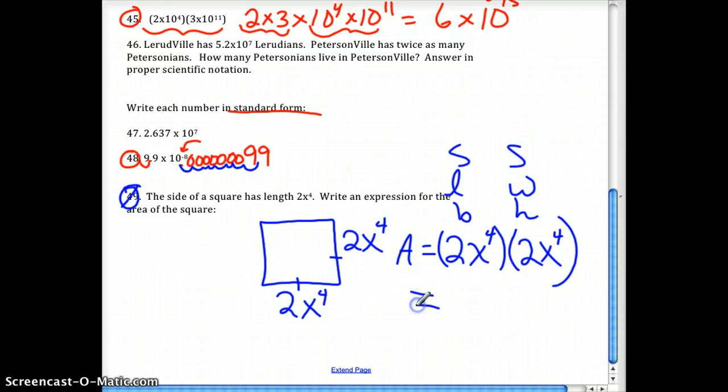All right, when I do that, I take care of my numbers out front. 2 times 2 is 4. And then x to the 4th times x to the 4th would be x to the 8th.